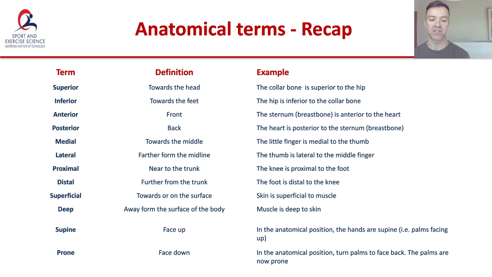Superficial means towards the surface. The skin is superficial to the muscle that lies beneath it. Deep is away from the surface of the body. Muscle is deep to the skin. Supine means face up, and prone means face down.